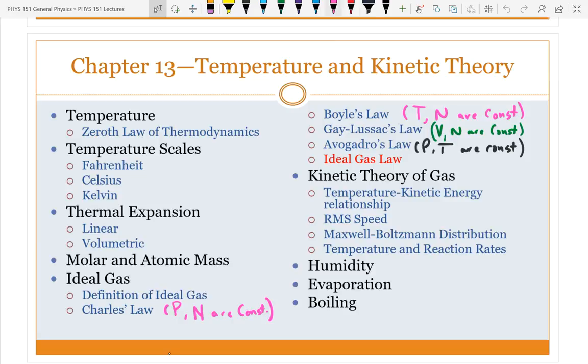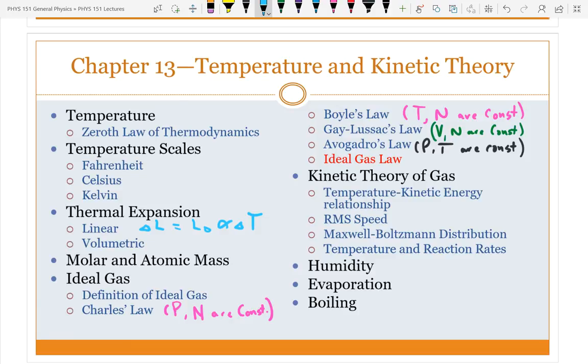The linear expansion has the equation: change in length is equal to the initial length times some coefficient of thermal expansion that depends on the material, multiplied by the change in temperature. Since that's a change in temperature, you could use Celsius or Kelvin. It might give you units of 1 over kelvins. You can still use Celsius degrees because it's a change, and a change in Celsius is the same exact value as the change in kelvins. So that's our equation for linear expansion.